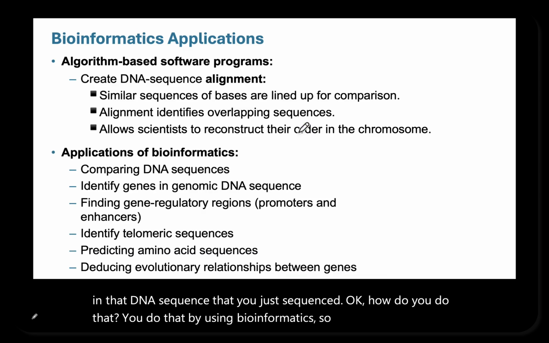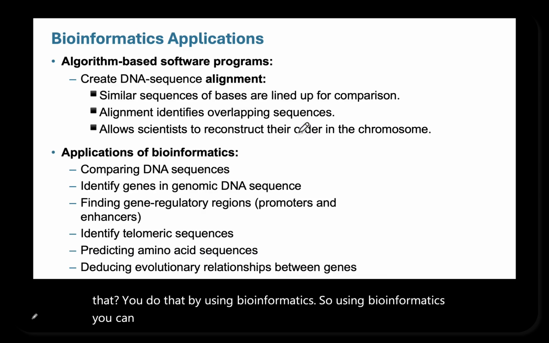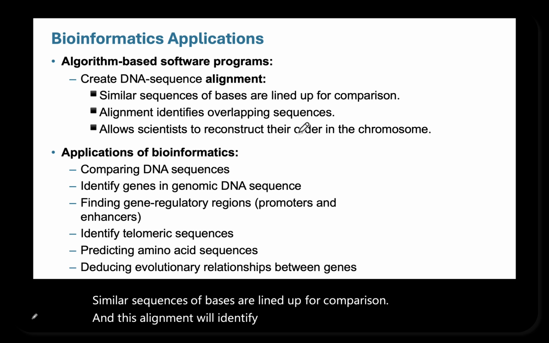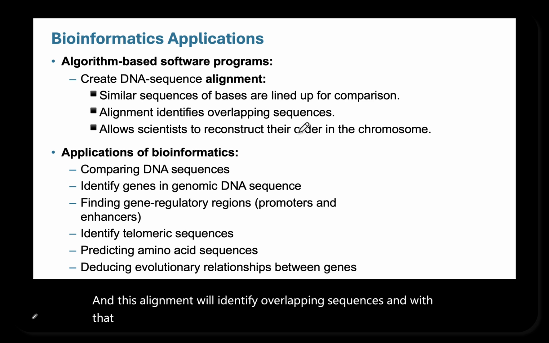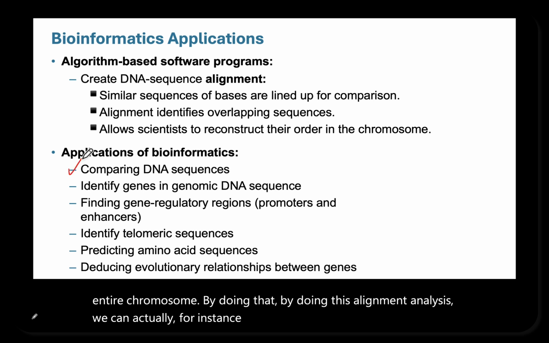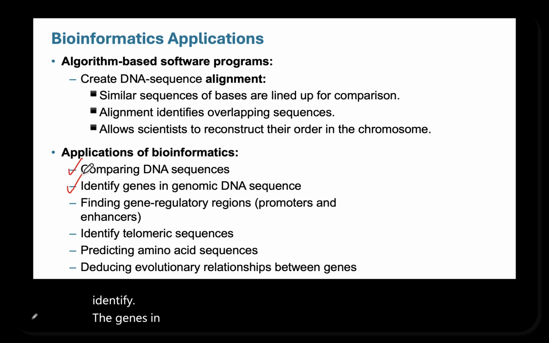So using bioinformatics, you can create this DNA sequence alignment, where similar sequences of bases are lined up for comparison. And this alignment will identify overlapping sequences. And with that, we can reconstruct the order of those sequences in the entire chromosome. By doing this alignment analysis, we can, for instance, compare DNA sequences. We can also identify the genes in that DNA sequence.